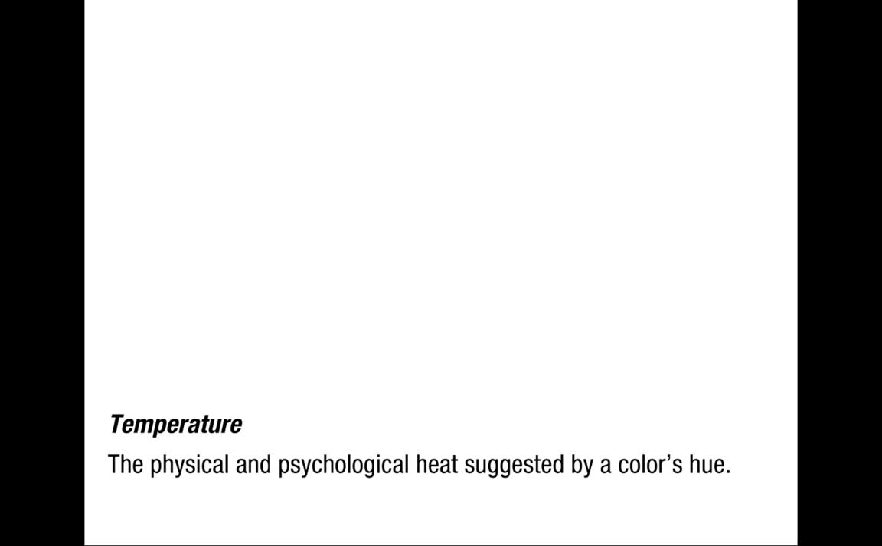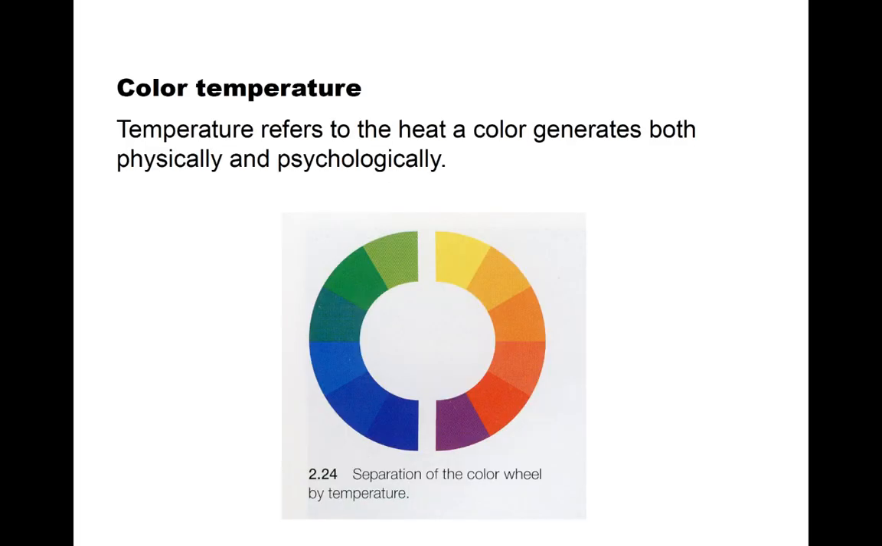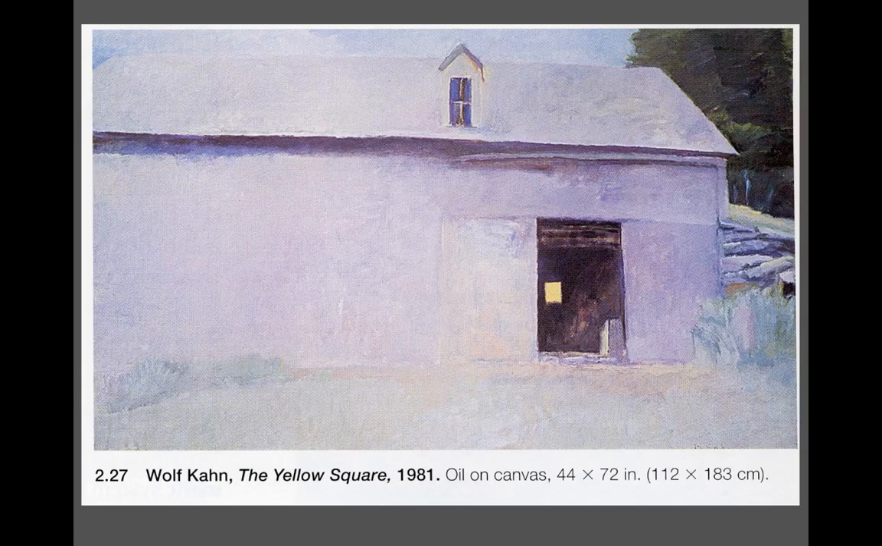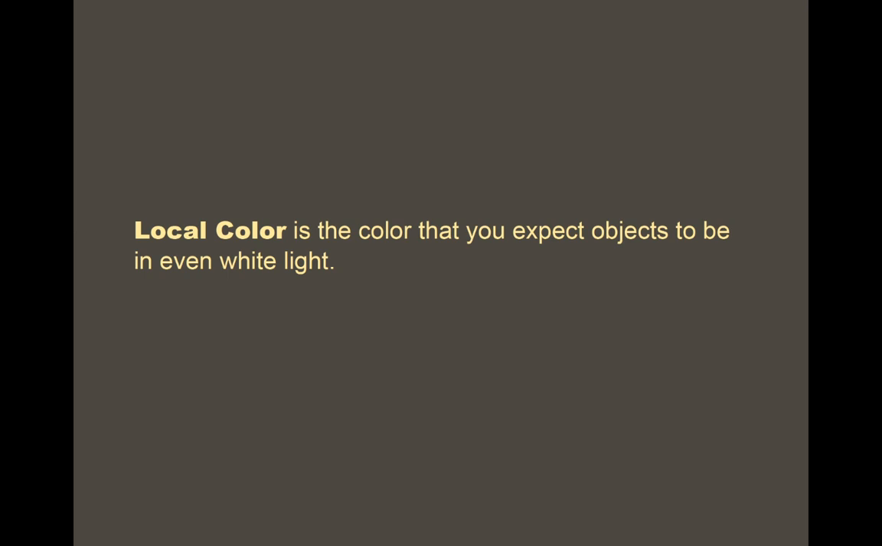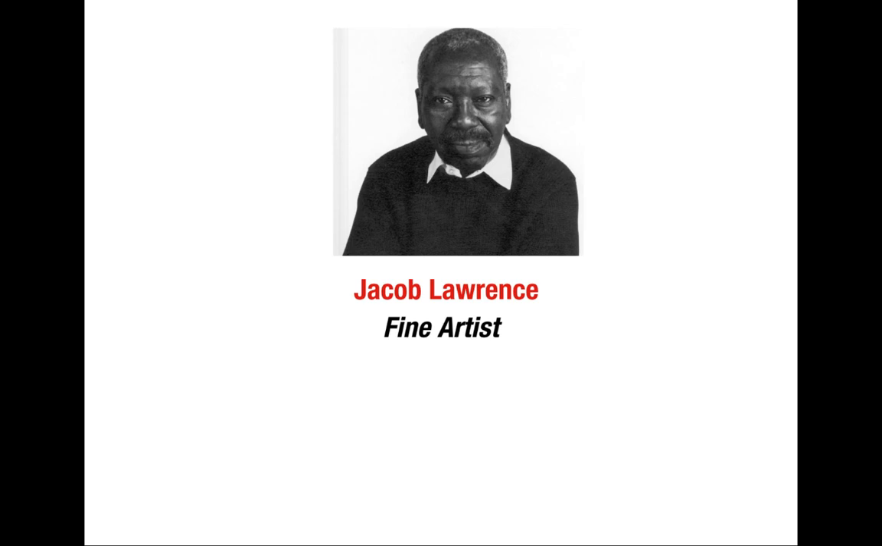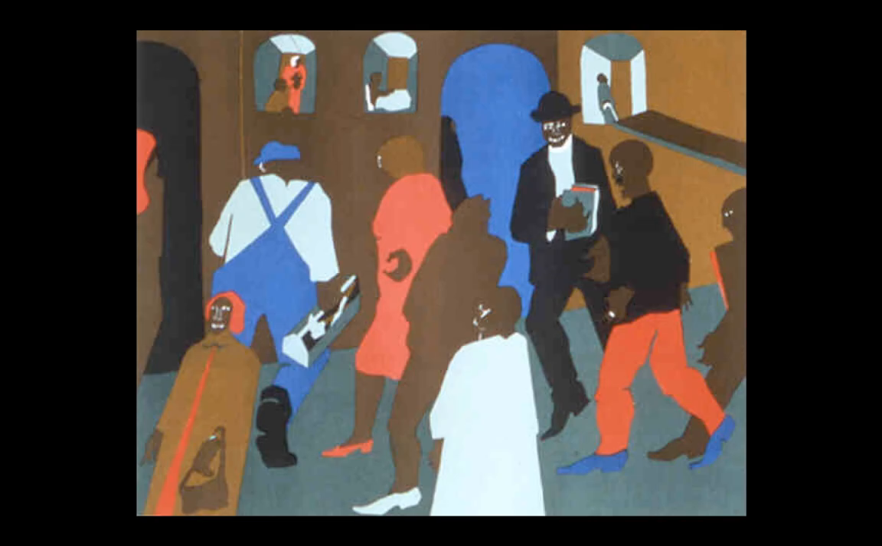One other thing, I already mentioned this, but there's also something called color temperature. And it's kind of a psychological suggestion. In other words, we see blues and greens, or cooler colors, and oranges and reds as warmer. Local color is the color that you expect an object to be in a white light or pure sunlight. Here's an artist that used that technique rather well.